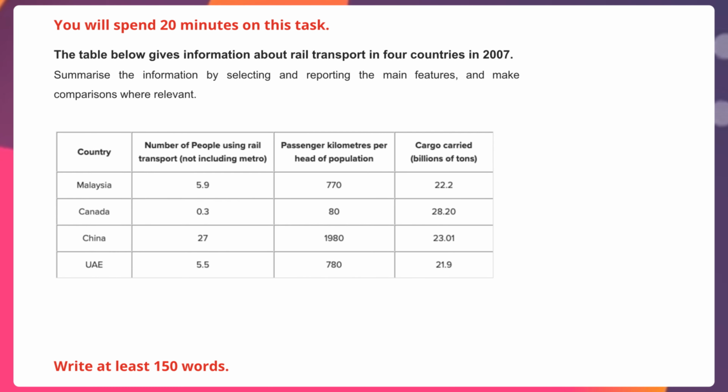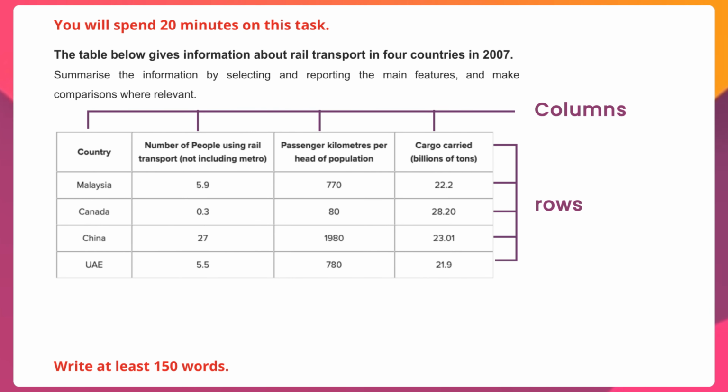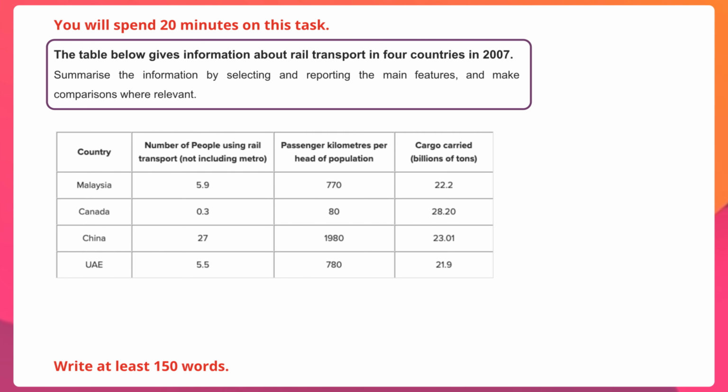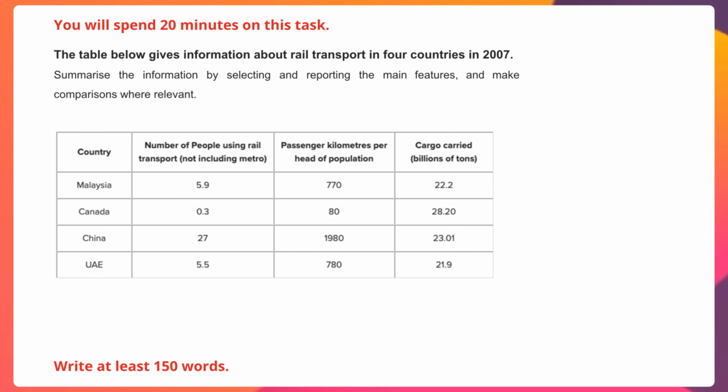You can see the structure which talks about different columns and rows. This is called a table. The main question of this particular diagram is: the table below gives information about rail transport in 4 countries in 2007. So they are actually talking about 4 countries, namely Malaysia, Canada, China and UAE. And the year that is described is 2007.